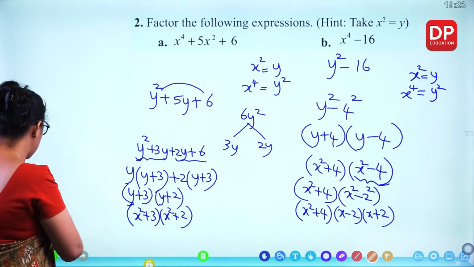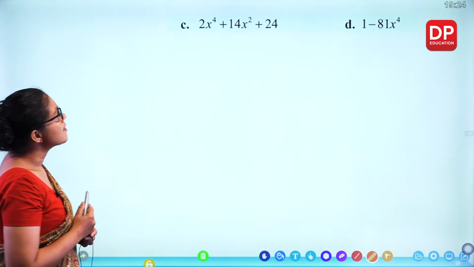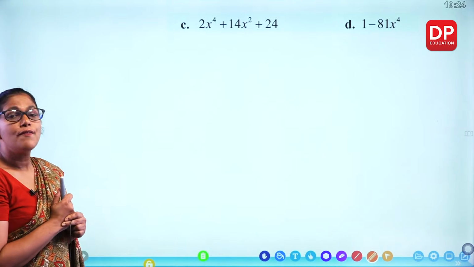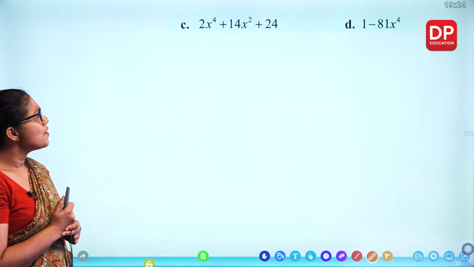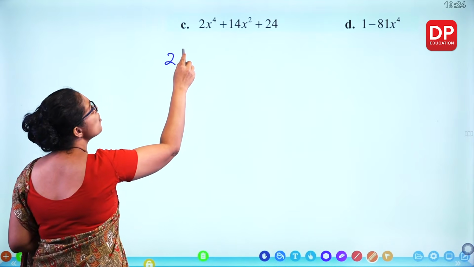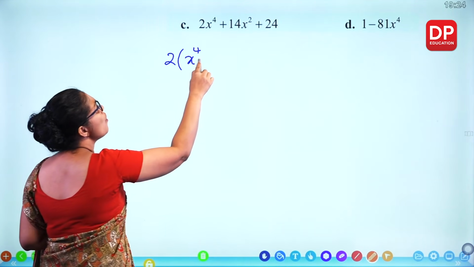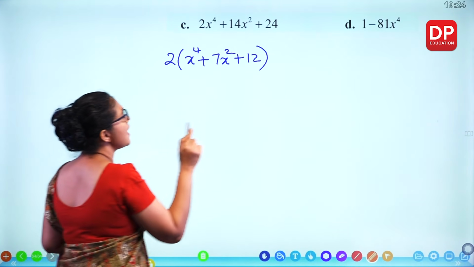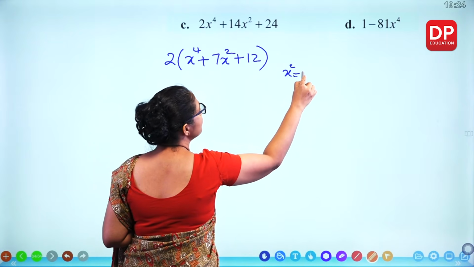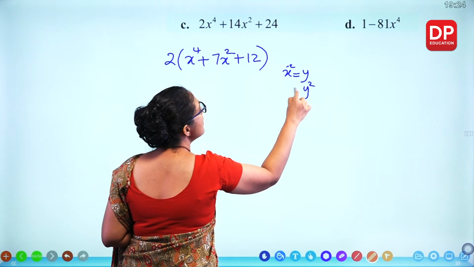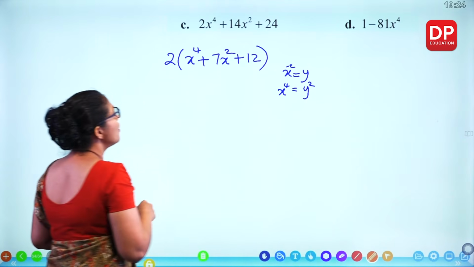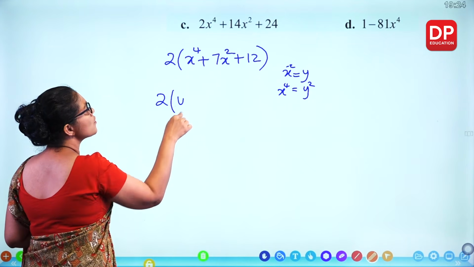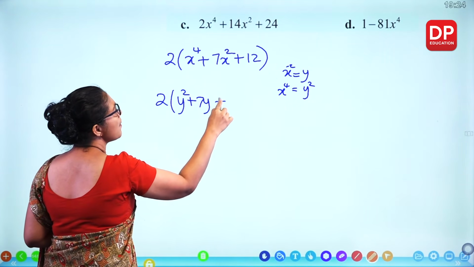Now we'll take the next question. There are 3 terms and we can see 2 is common. First thing, we can take 2 out from the whole thing. So we get x to the power 4, 7x squared plus 12. And the question says take y as x squared. Then what is y squared? That's x to the power 4. Now you can replace x to the power 4 as y squared. So here y squared plus 7y plus 12.